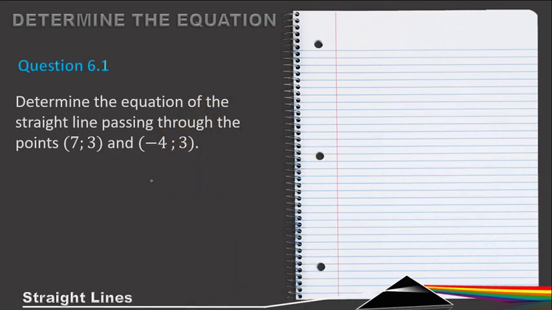Question 6.1, determine the equation of the straight line passing through the points (7, 3) and (minus 4, 3). So once again we notice that both these y values are equal. Now if you do it the normal way, where you find the gradient using the change of y over change of x, your gradient is simply going to equal 0. If I quickly draw it, let's say 3 lies over here, then the line would just look like this. So therefore my equation is simply going to be y equals 3, because y is constant at that point.